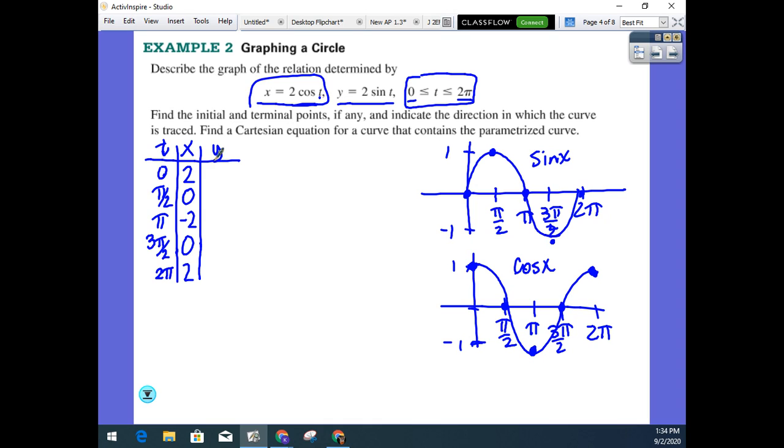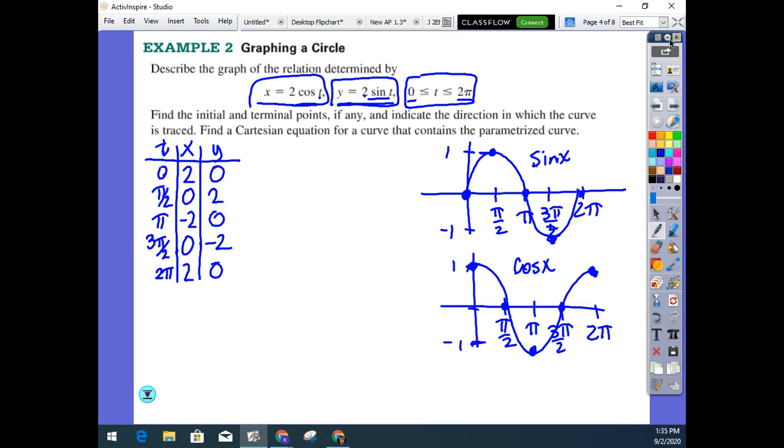Now I'm going to do the same thing to find my y values. Now I'm going to use the sine curve. So plug 0 in for sine. That's 0, so my y value is 0. Plug in pi over 2. That's 1 times 2. Plug in pi. That's 0. Plug in 3 pi over 2. That's -1 times 2. And plug in 2 pi. That's 0. Okay, now we're going to graph this.